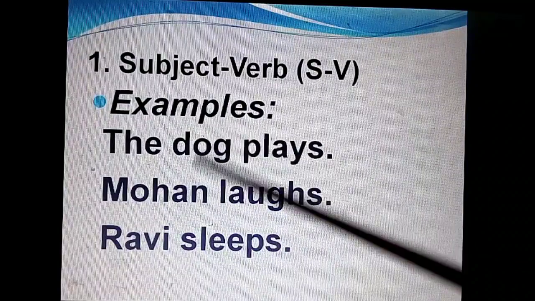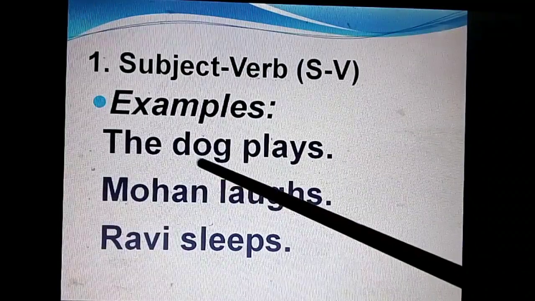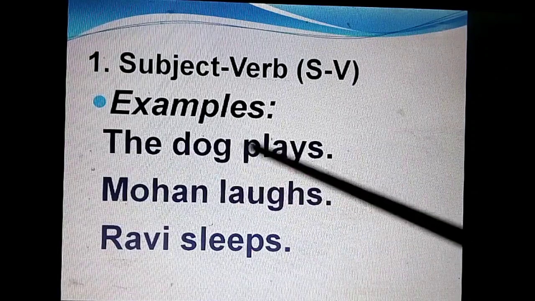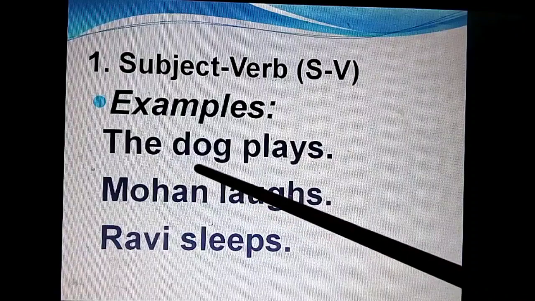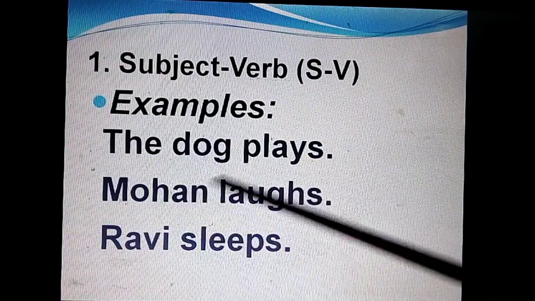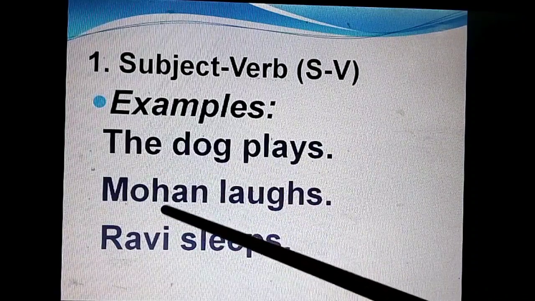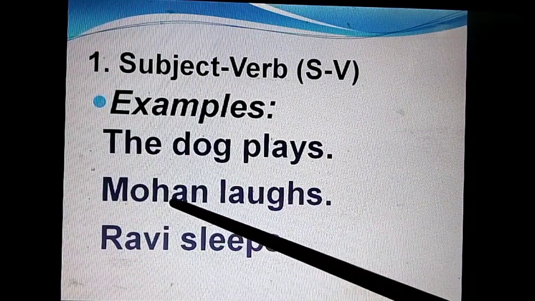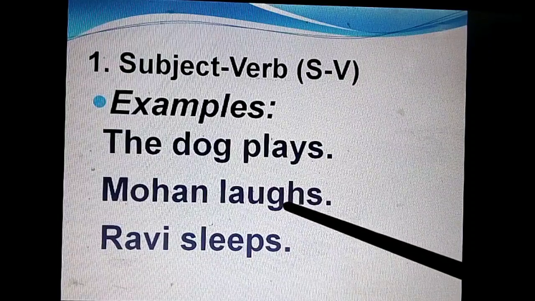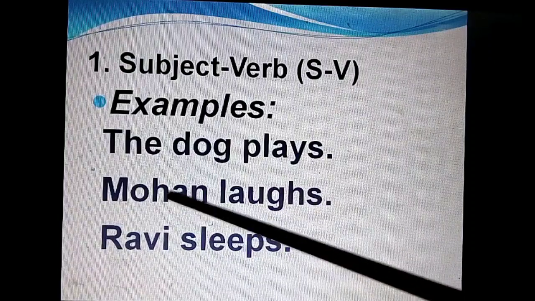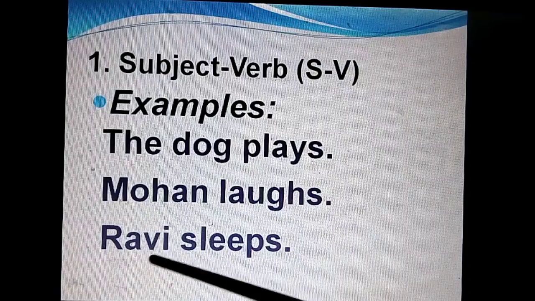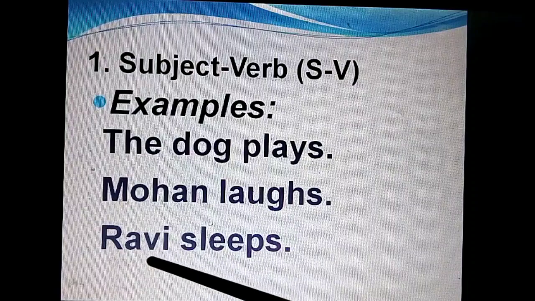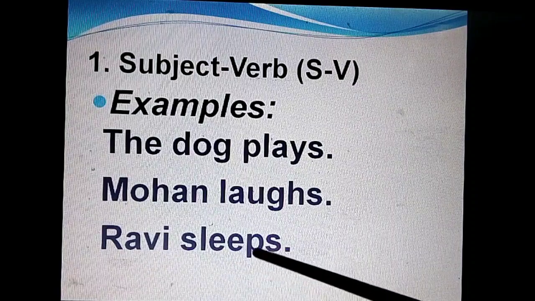Examples. There are 3 examples. So the first one is the dog plays. The dog plays. The dog is the subject and plays is the verb, finite verb. In the second sentence, SV combination, Mohan subject and laughs verb or finite verb. So Mohan laughs. Then the third one is Ravi sleeps. Ravi subject and sleeps verb.